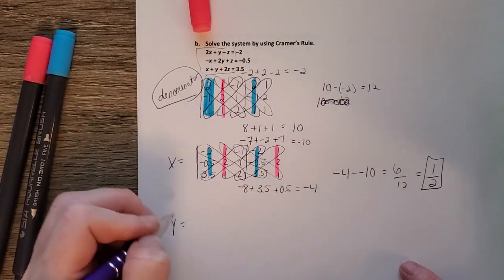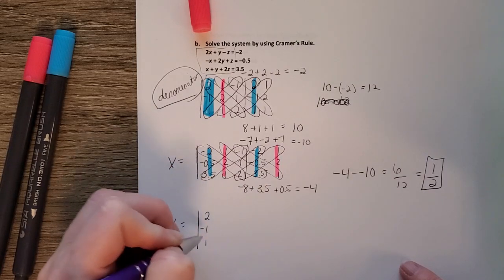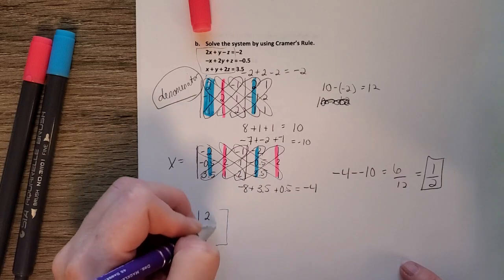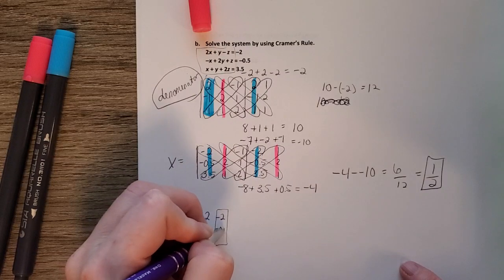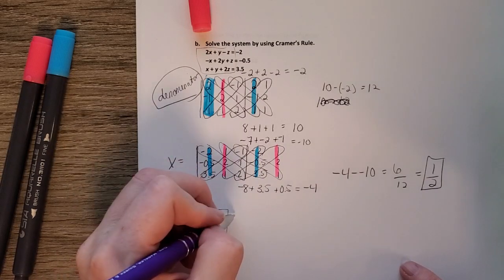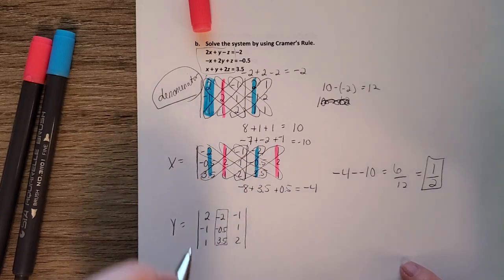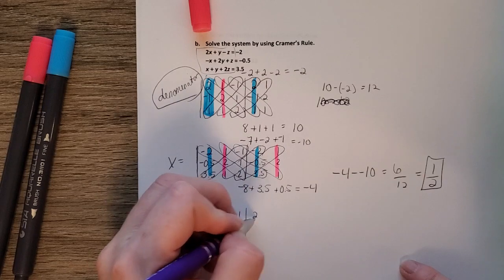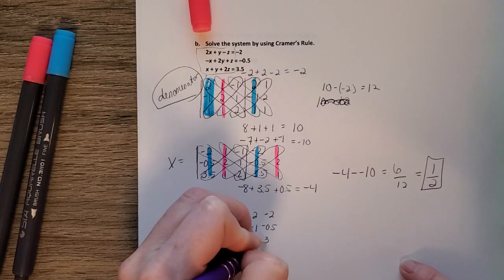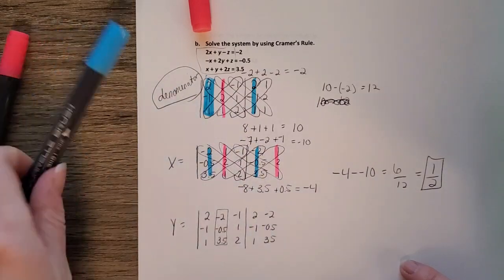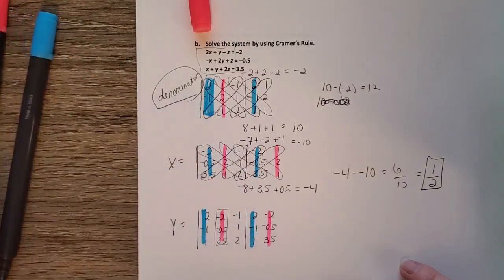So to find y, we start off with our determinant, and we keep the x values as they are. We replace the y values with the answers, which were negative 2, negative 0.5, and 3.5. And we keep the z values as they were. And then we do our diagonal rule. So we repeat the first two columns. Those are our repeating columns, sorry. And then we do our diagonals.